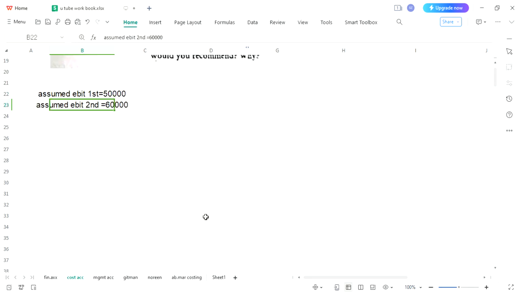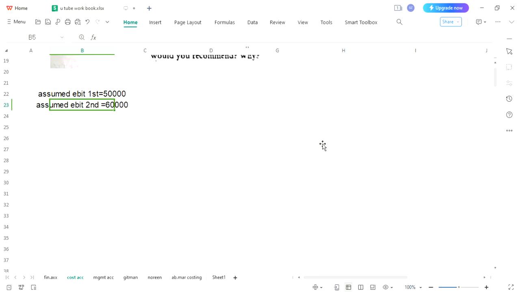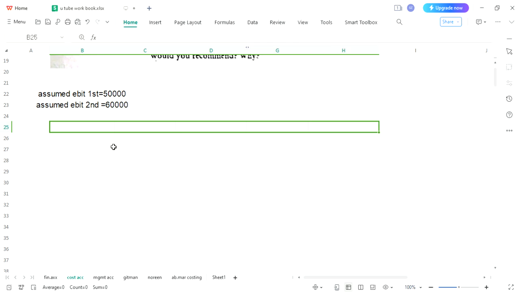Alright guys, now we have four different aspects: two EBITs and two capital structures, structure A and structure B. So first we will use 50,000 EBIT, and with it we will complete our statement. Here you are going to make income statements. More than one income statement would be made.